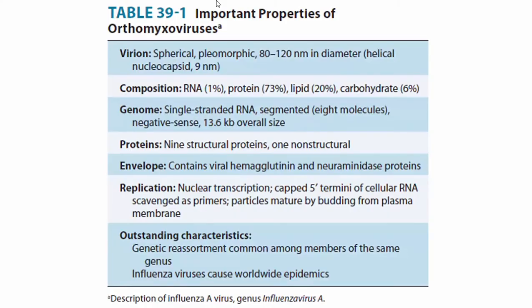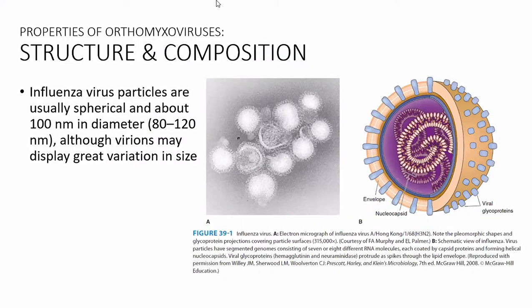So here are the important properties in this table. Its outstanding characteristic is of course genetic reassortment. This is common among the genus Orthomyxo, and influenza viruses cause worldwide epidemics. The rest of the properties are in the table. For its structure and composition, influenza virus particles are usually spherical and about 100 nanometers in diameter, although variants may display great variation in size.